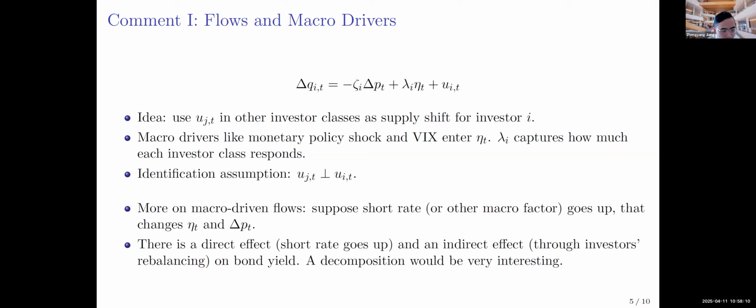Back to the economic content, what I want to think more about here is how exactly certain macro drivers drive flows. Let's say the macro driver in some period is an interest rate change. So the Fed decides to raise the interest rate. That should have two simultaneous effects through this equation. One is that the Fed rate or some other macro factors enter through the common factors, so the eta changes. And the other thing is that because of this short rate change, we also expect the treasury prices to move, so delta P changes.